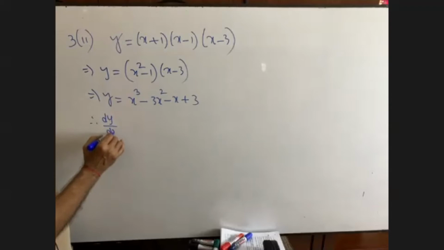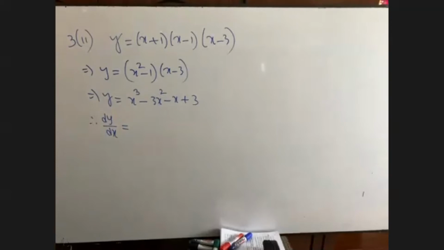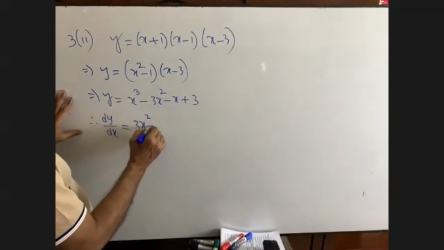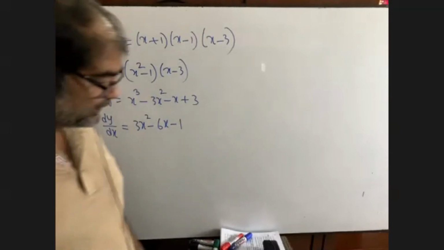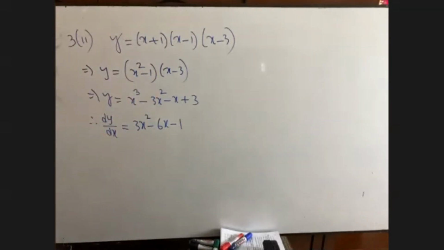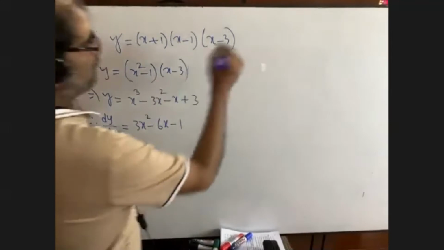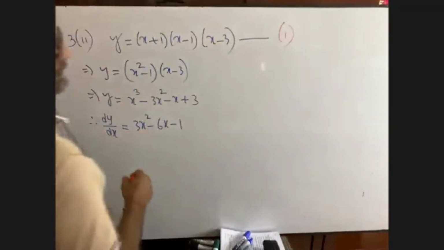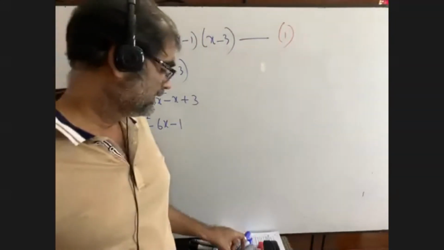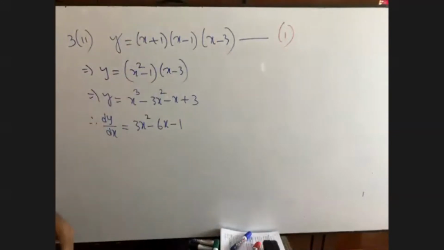Now, dy by dx equals what? Let me know. 3x square minus 6x minus 1. Okay. Suppose you mark it as equation 1. Now it is told in this question that this curve intersects the x-axis.